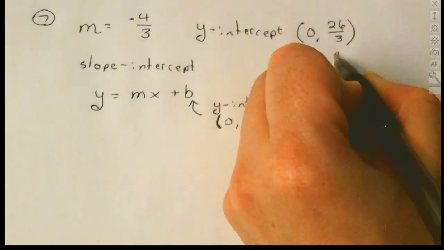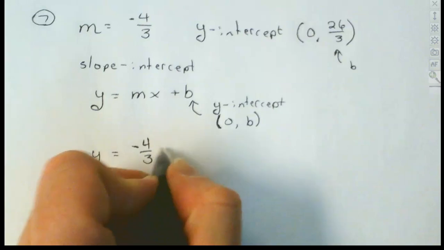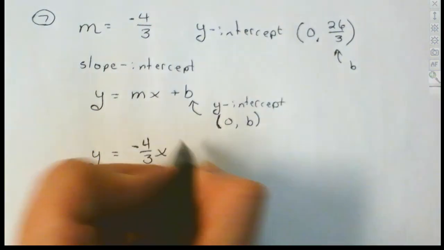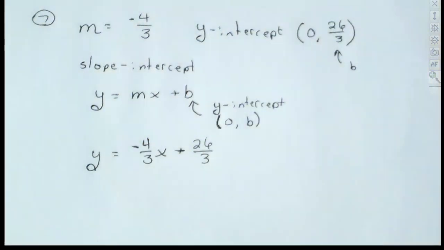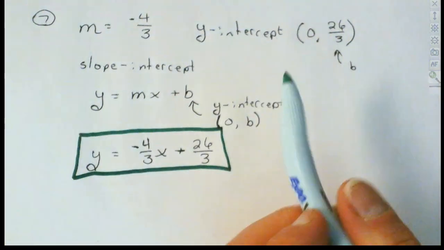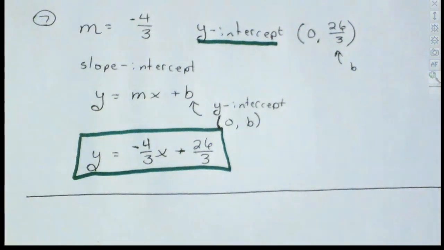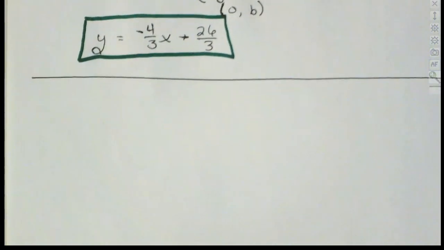Well, this is going to be your b. We've got our m, so it would be then y equals a minus 4/3 x, because that's your m, and then a plus 26/3, because that is your b. And that is your answer now in slope-intercept form. And the reason why we could do that so quickly is the fact that is a y-intercept. If it was a different point, we would have to use point slope. That's your y-intercept, so we can just use that directly with the formula. Okay, so that takes care of question 7.